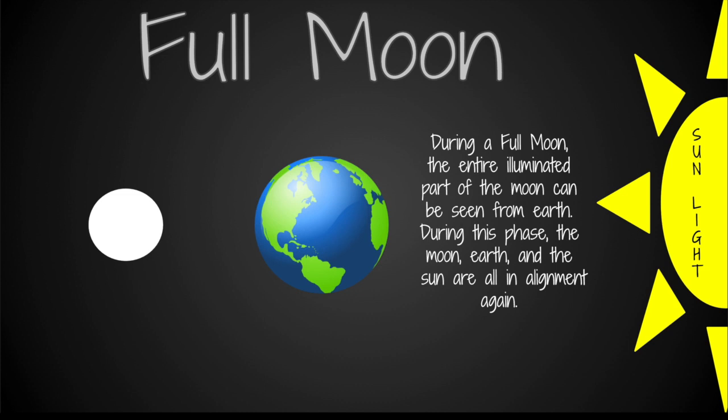During a full moon, the entire illuminated part of the moon can be seen from Earth. During this phase, the moon, Earth, and the sun are all in alignment again. As you notice, the moon is just on the other side, and that is why we see the entire side of the moon that is visible to Earth.